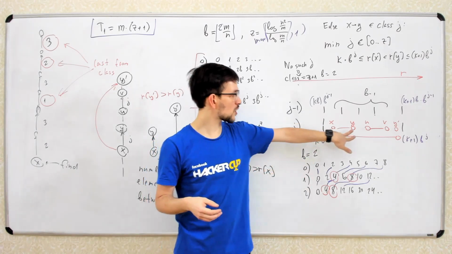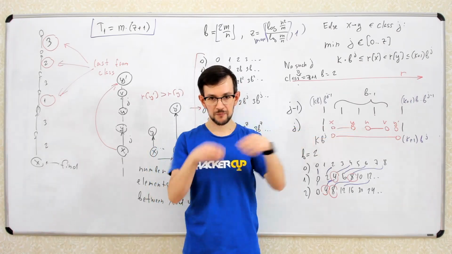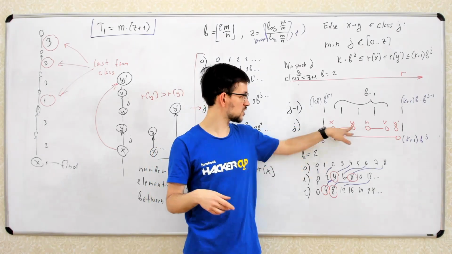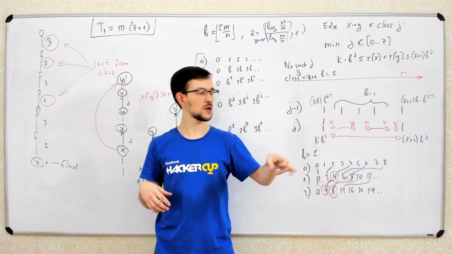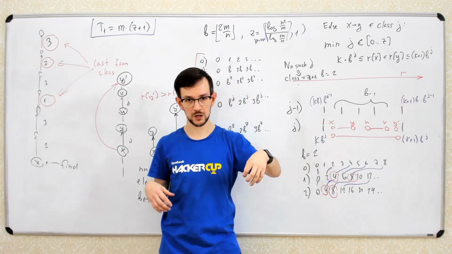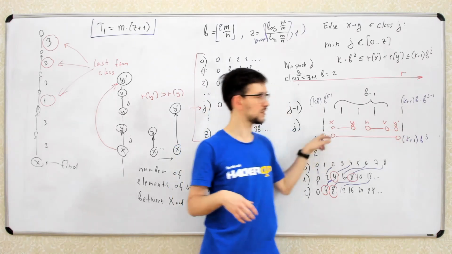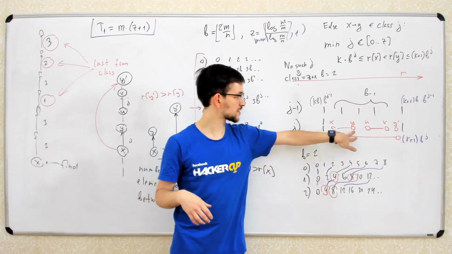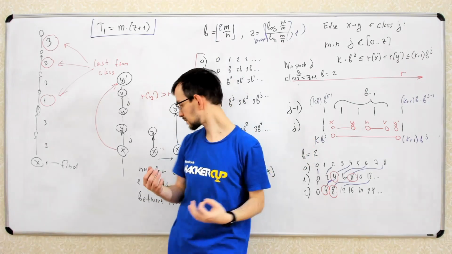So if you have this edge in class J and you apply path compression to this edge at least b times, then the number of these values between x and y will be more than b. It means that you cannot fit this edge in between these two values. So the class of this edge will be increased.